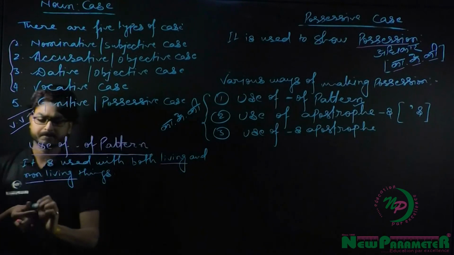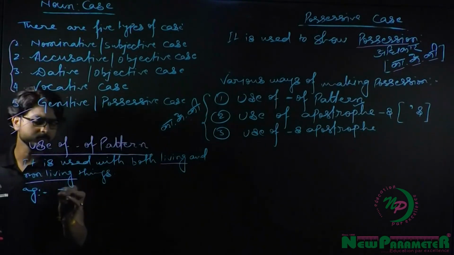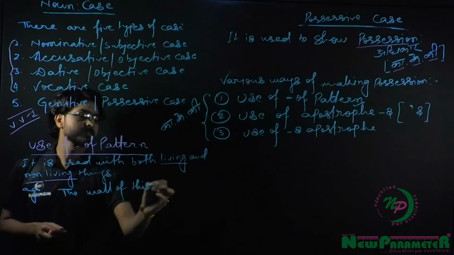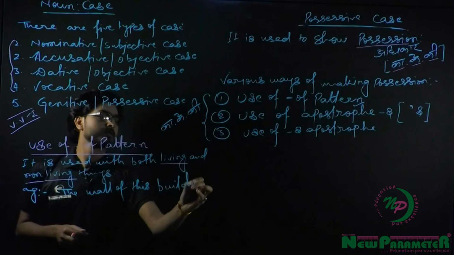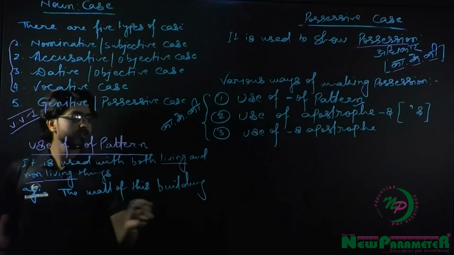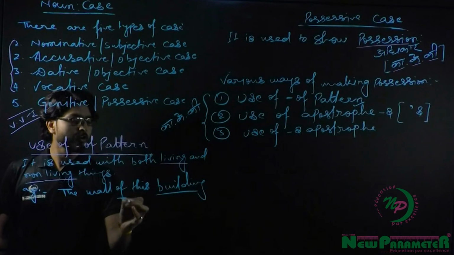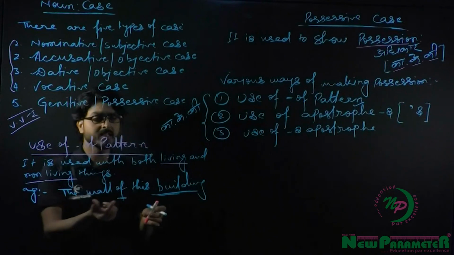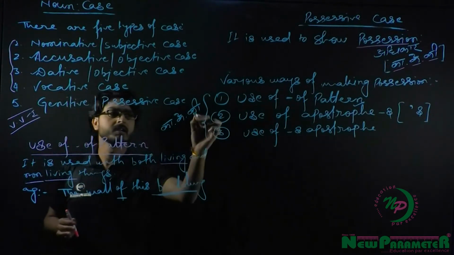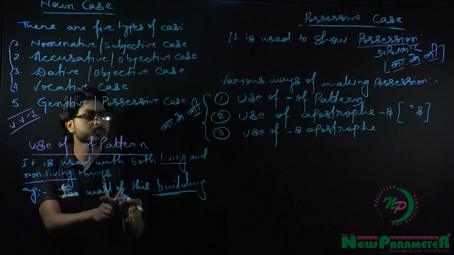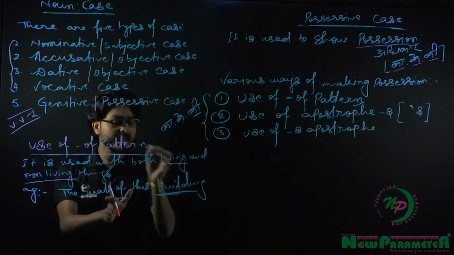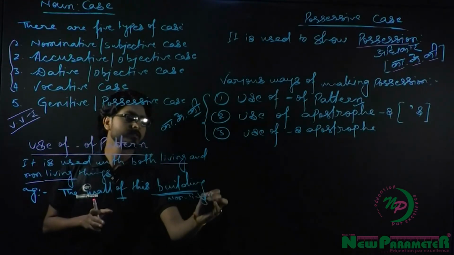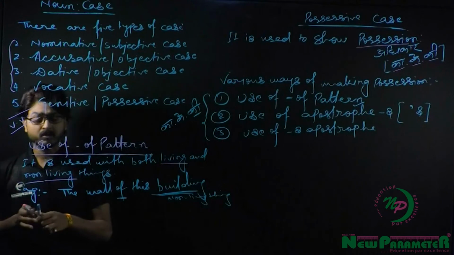For example, the wall of this building. See, we are showing the possession of this building and we have used of with building. It gives you the sense of is building ki diwar. It gives you the sense of what? Ki. So we can say this has been used to show the possession of this building. And we know very well building is a non-living thing.